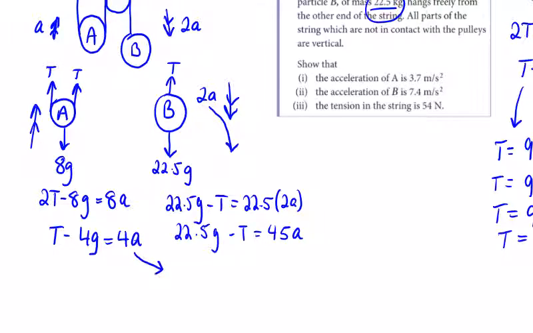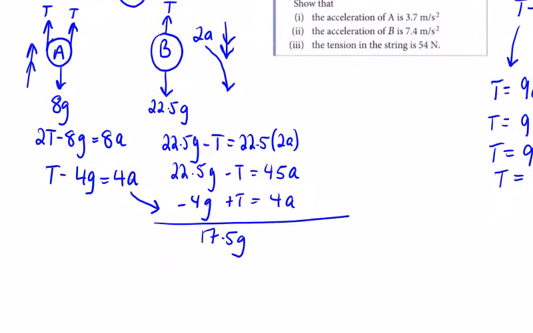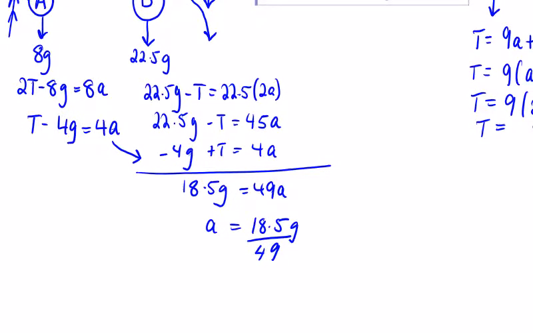I bring this one across, minus 4g plus t equals 4a. So I'm going to get 17.5g. Right, 18.5g, careful, 18.5g is equal to 49a, so a is equal to 18.5g over 49. And g divided by 49, 9.8 over 49, is 1 over 5.